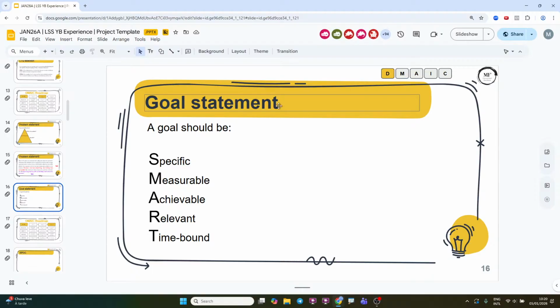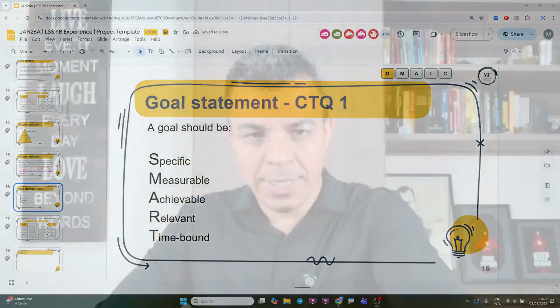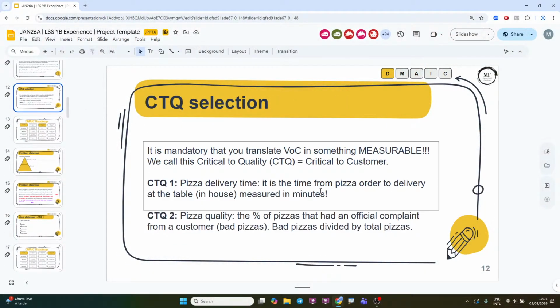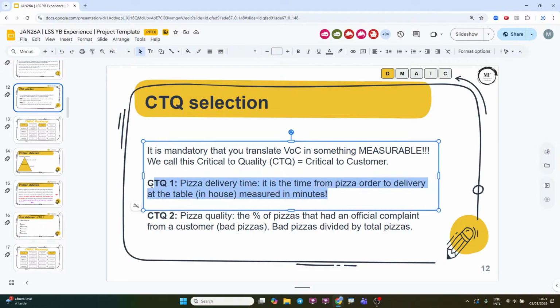And then the goal statement, we'll have one per CTQ. So let's do it for CTQ1. The best way to write down a good goal statement is by using the SMART principle. A CTQ must be specific, measurable, achievable, relevant, and time-bound. Let me show you guys how it works. Let me take the first CTQ, okay?